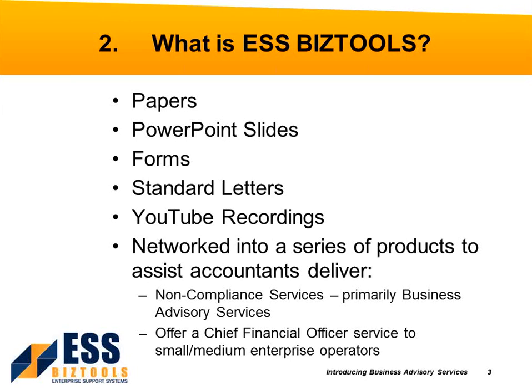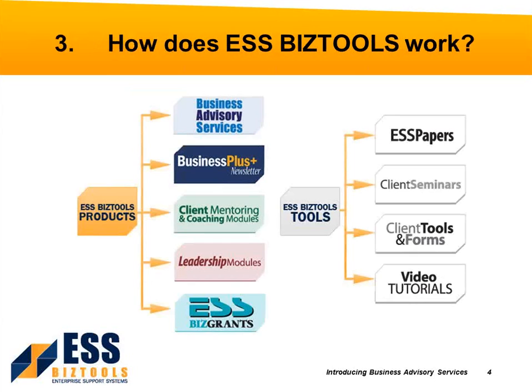So what comprises the ESS Biz Tools product is papers or articles, PowerPoint slides. So there's a set of PowerPoint slides for every paper. There are 480 papers targeted at small businesses. There's hundreds of forms, there's standard letters, and there's YouTube recordings that are available to help you deliver non-compliance services.